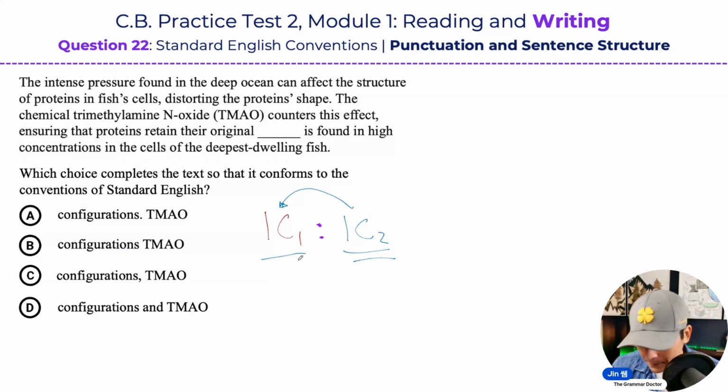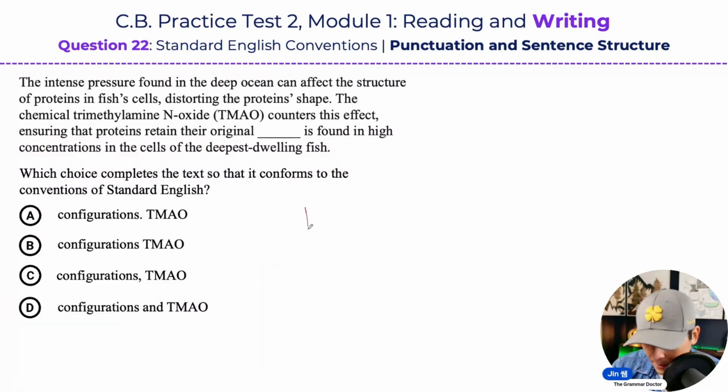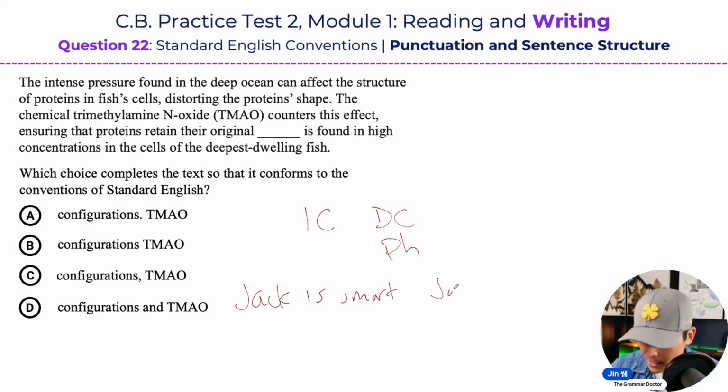Okay. Now, the fourth way to separate two independent clauses is actually going to be to turn one of the independent clauses into a not independent clause, right? So turn one of the independent clauses into like a dependent clause or like a phrase, right? So for example, if I had the sentence like, Jack is smart, Jack gets all A's. This would be a run-on, right? Because I have two complete sentences that are not properly punctuated, right?